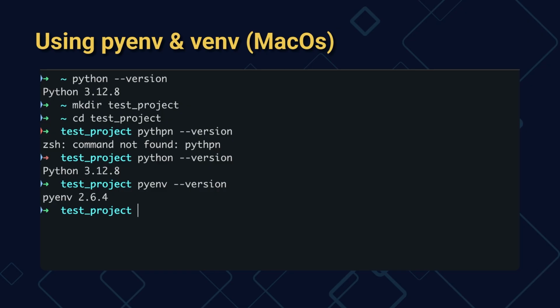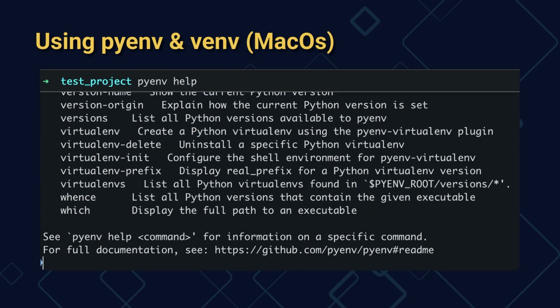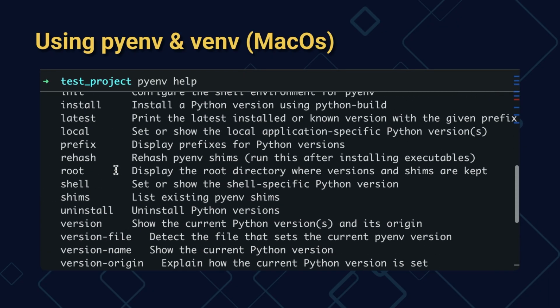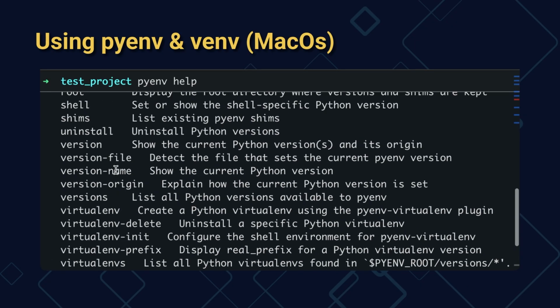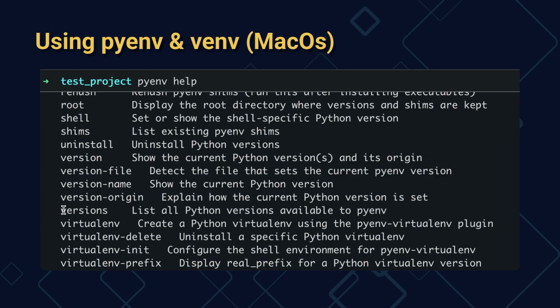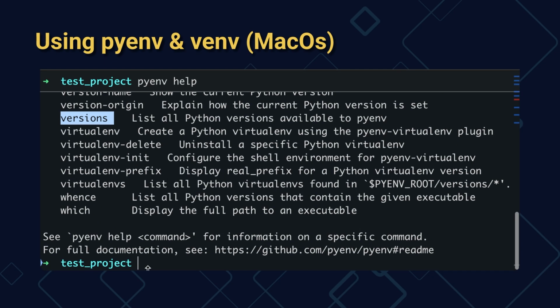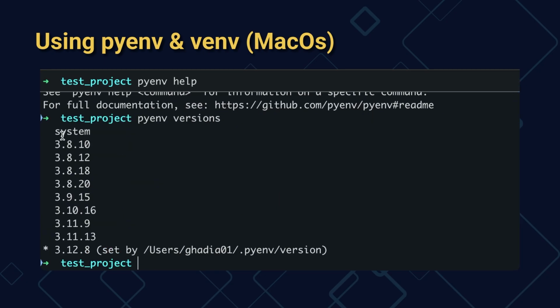So here I want to check what Python versions I have already installed in my system. To do that, you can just run pyenv help, and it shows you some instructions, some commands you usually need to use to do your work. And the one I'm looking for is this one, versions. I type pyenv versions, and these are the versions I'm using.